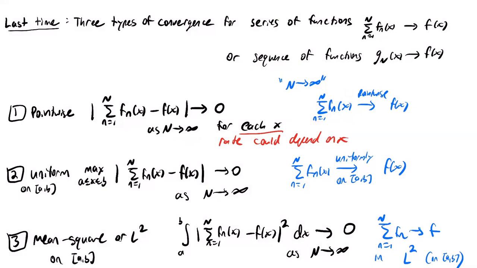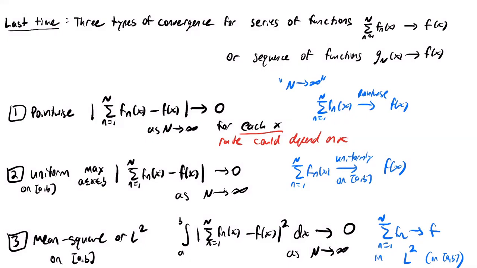The distinguishing feature of this type of convergence is that your rate of convergence is allowed to depend on the point. So for example, there could be some points where the convergence is very fast, and there could be some points where the convergence takes more time. And for some applications, you don't want that to occur.